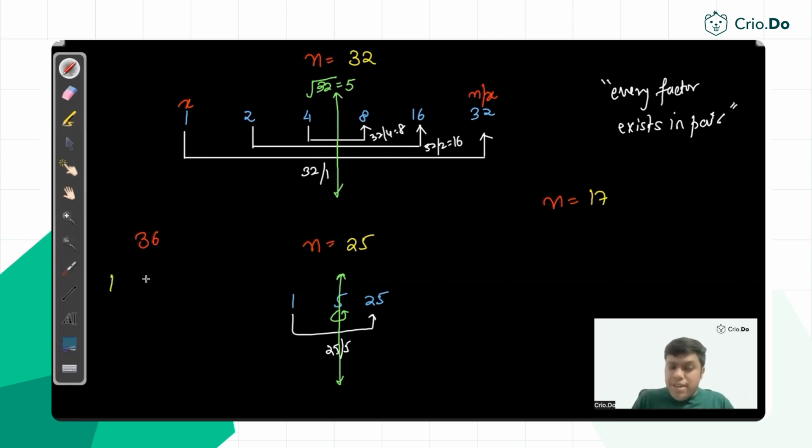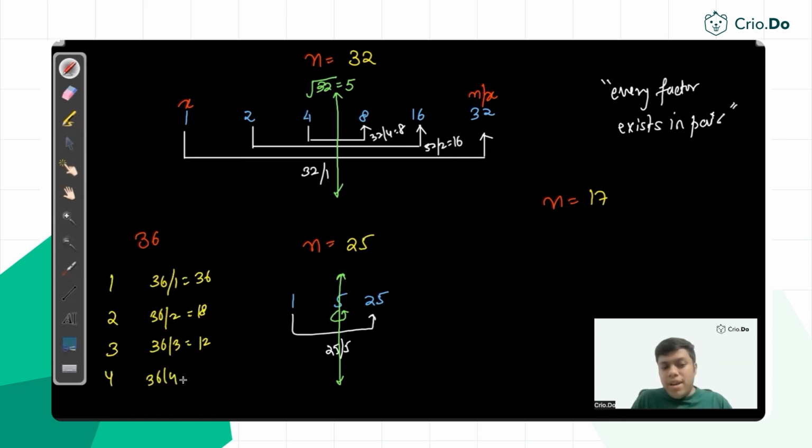Why? Because if 1 is a factor, 36 divided by 1, that is 36, is also a factor. If 2 is a factor of 36, 36 divided by 2, which is 18, is also a factor. If 3 is a factor, 36 divided by 3, which is 12, is also a factor. What about 4? 36 by 4, 9, will also be a factor. But as soon as I go to 6, 36 by 6 becomes equal to 6. So at this point, we are merging.